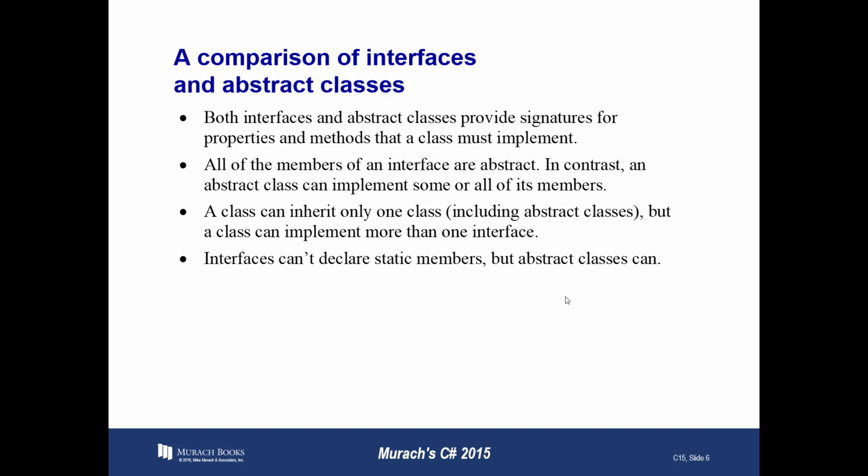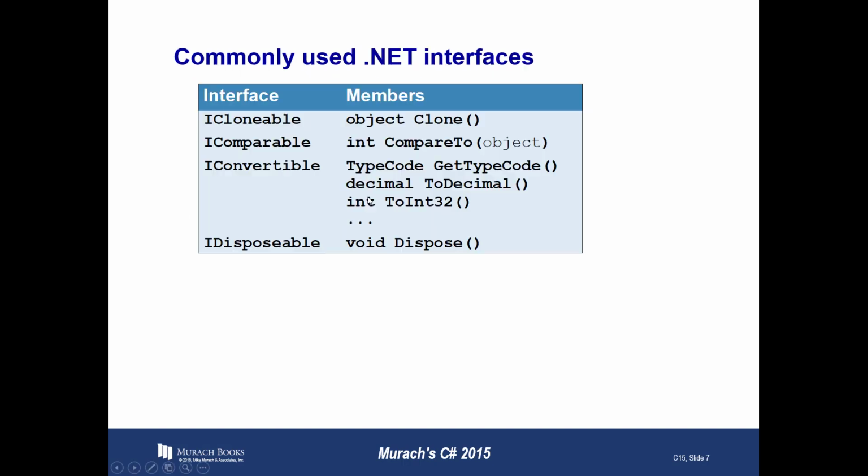Third, a class can inherit only one class, but it can implement 0 or more interfaces. Finally, interfaces can't declare static members, although abstract classes can. Here are some of the built-in .NET interfaces.